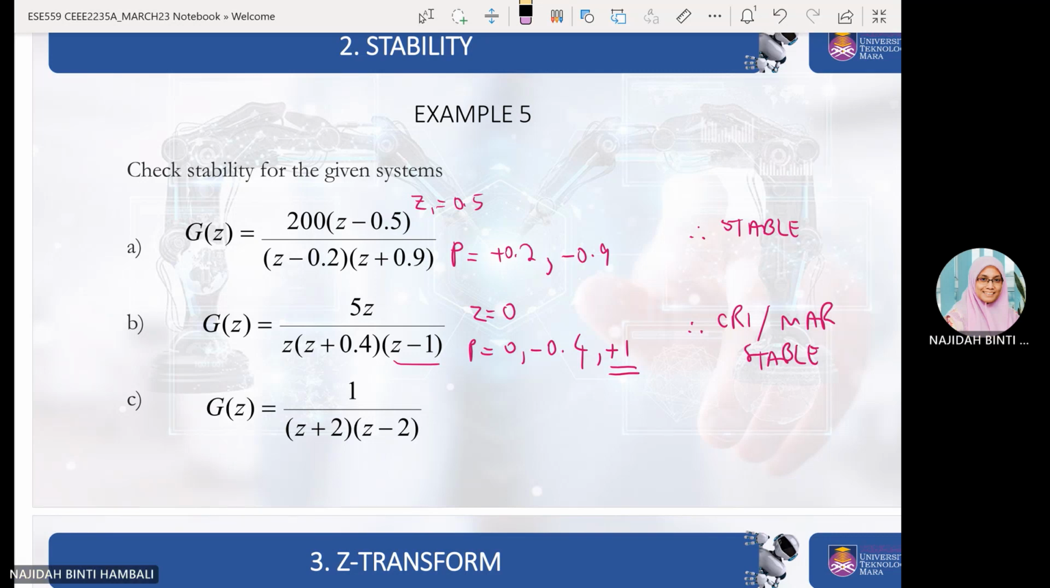C, unstable. Larger than 1. Okay, kalau dia minta stability saja, inilah jawapannya. Kalau dia minta stability dan reason, so kena bagi tahu based on the location of the roots, whether it's inside, on the unit circle or outside unit circle. That will be the reason.